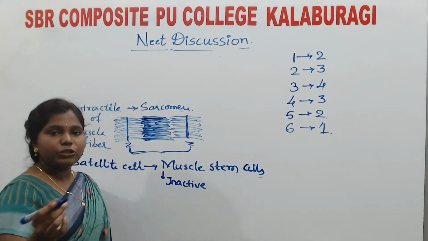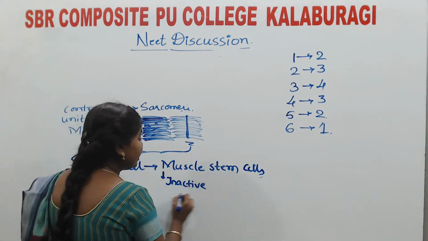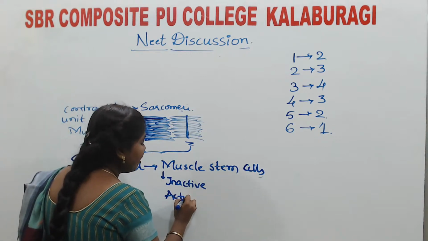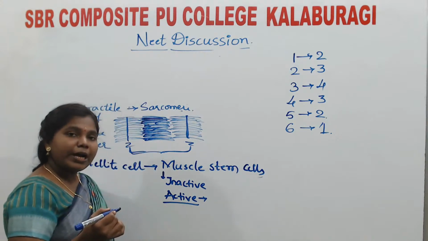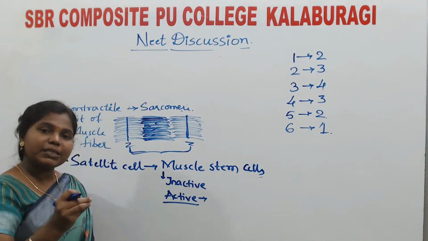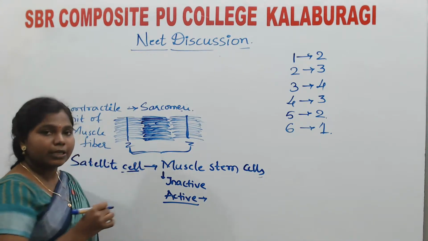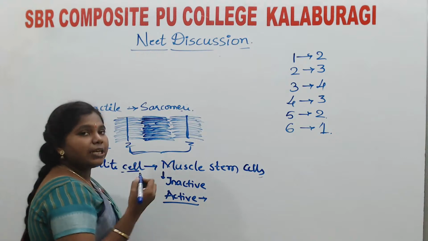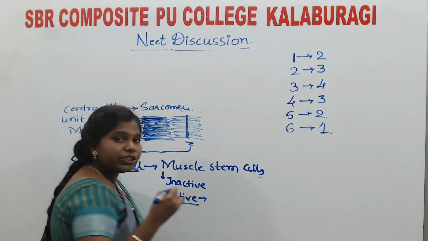Okay, when there is an injury and some damage occurs in the muscle tissue, then what happens? These become active and start dividing. They divide, and depending on what is necessary in that muscle tissue, whether muscle fibers are required or there is a lack of satellite cells itself, if there is a need for muscle fibers, then they will divide and differentiate.